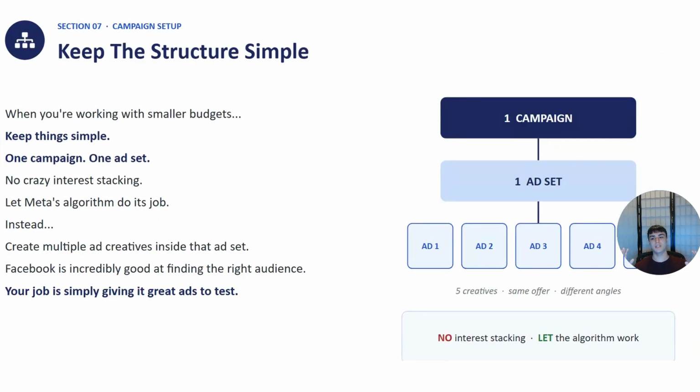Just keep the structure simple. When you're working with smaller budgets, keep things simple. One campaign, one ad set. In an ideal world, you could test a bunch of different ads, but obviously you're kind of confined to the budget that you're given. So no crazy stacking. Let Meta's algorithm do its job. Instead, create multiple ad creatives inside that ad set. Facebook is very good at doing its job, and it's going to find the right audience. So your job is simply giving it great ads to test.